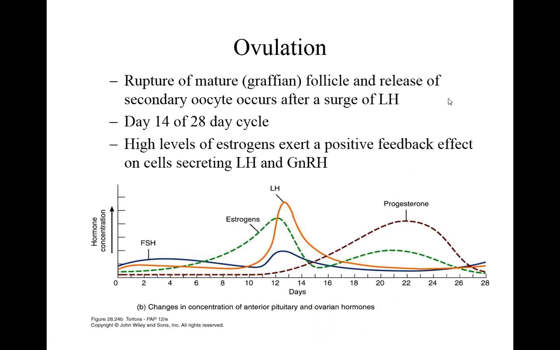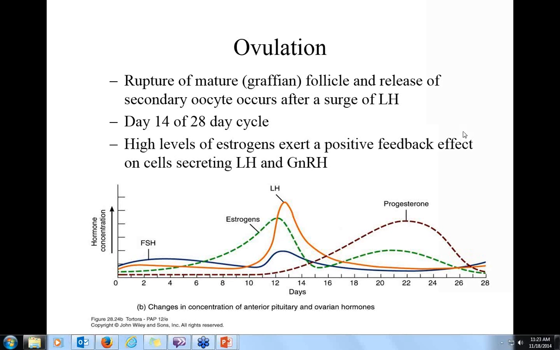Now, the third phase of a woman's reproductive cycle is called ovulation. This is when the mature follicle ruptures and releases the secondary oocyte. What triggers ovulation is a surge in luteinizing hormone. That happens, if you had a 28-day cycle, at day 14, so roughly halfway in your cycle.